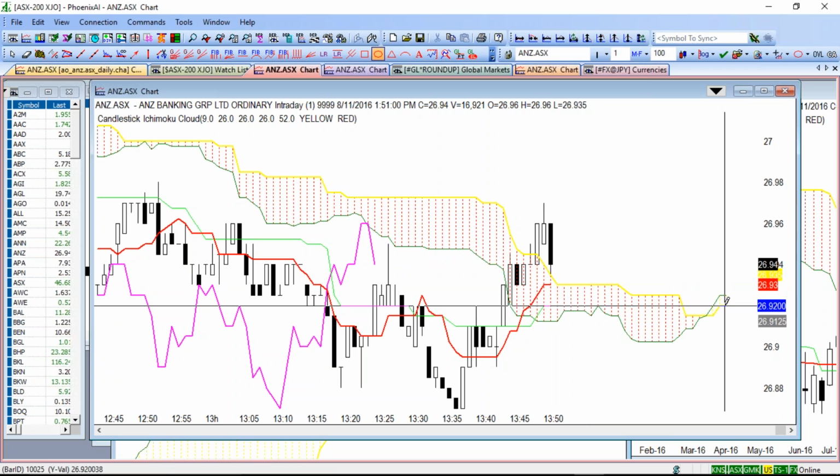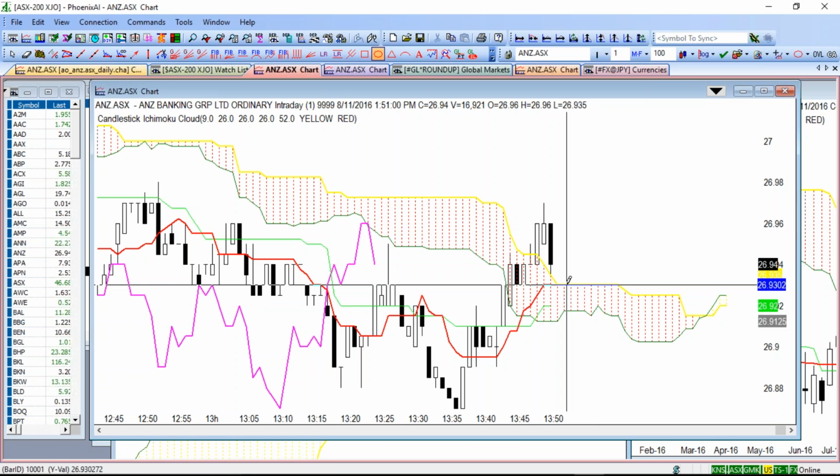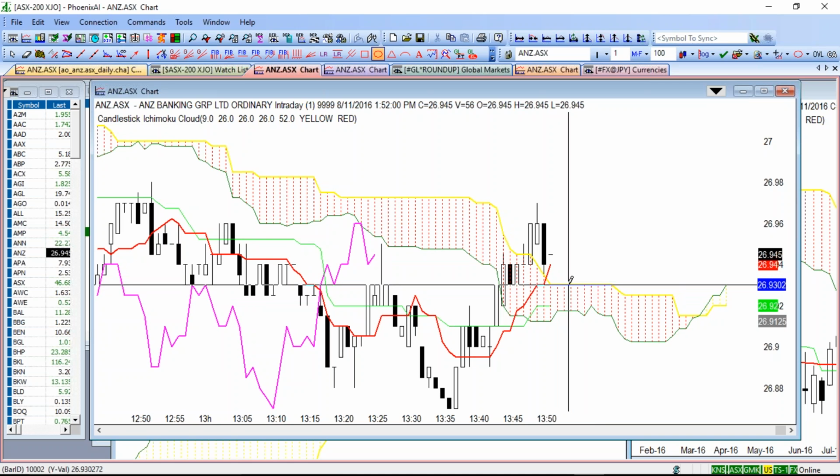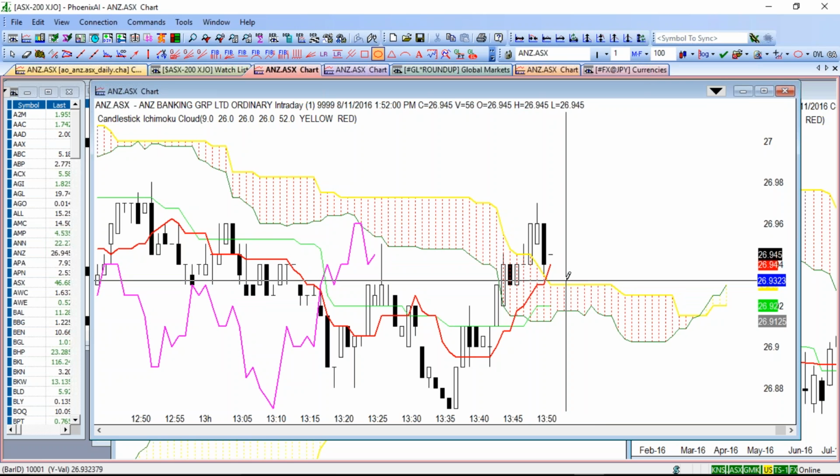If you can build a trading system out of that, you can, I believe, work out where you're wrong and set your stop losses and do some statistics around it. Does it work? Does it not work?